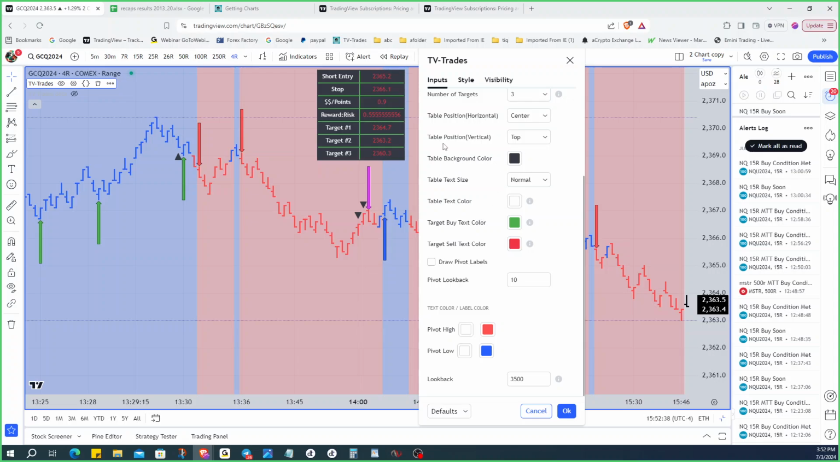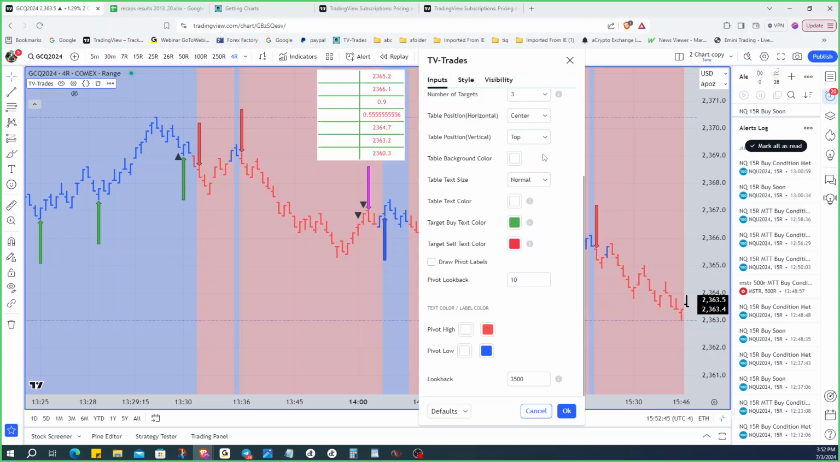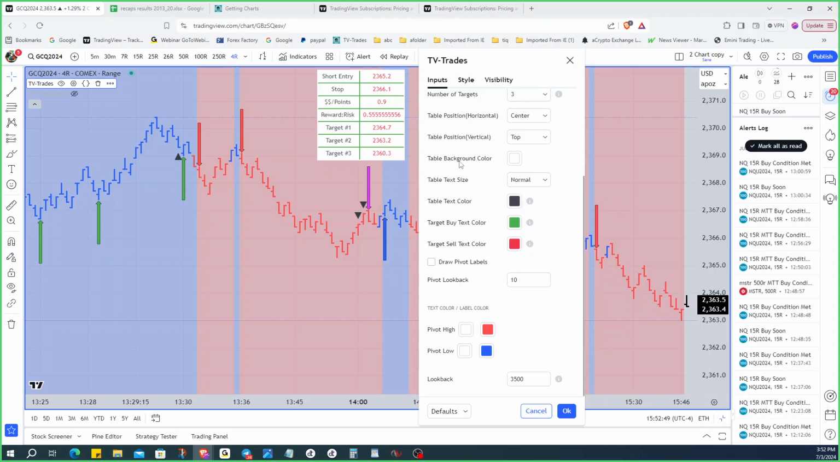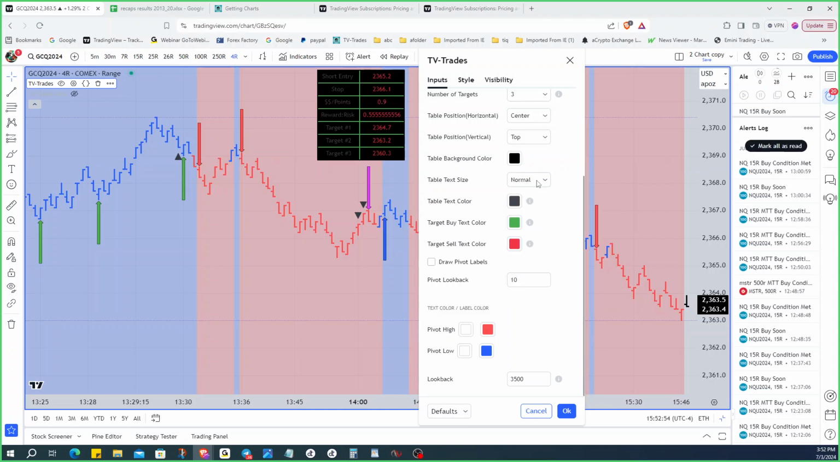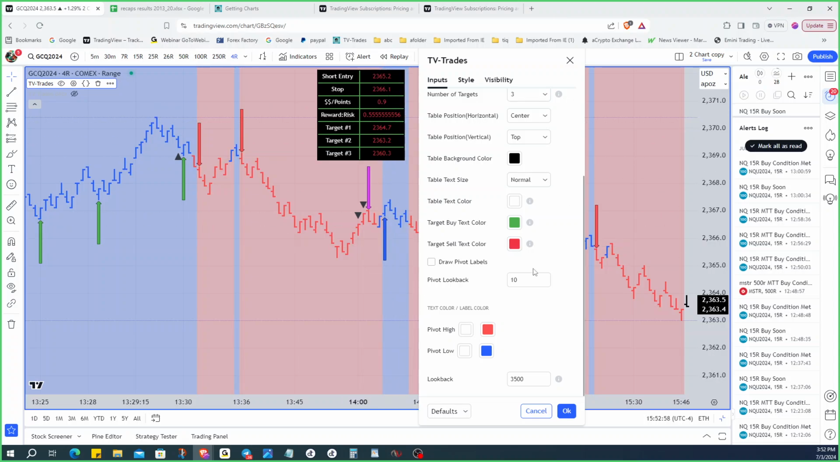Your background color for the table, if you have a black background, then this black background in the table is probably not going to work for you. You can change that to white. If you change it to white, you're going to want to change the text color in the table. Okay, so you can see what's in there. But by default, it's going to be black, and this is going to be white. Okay, that's the default stuff there.